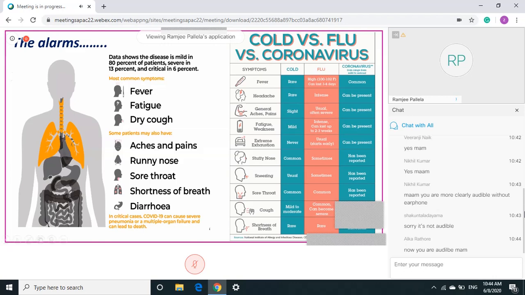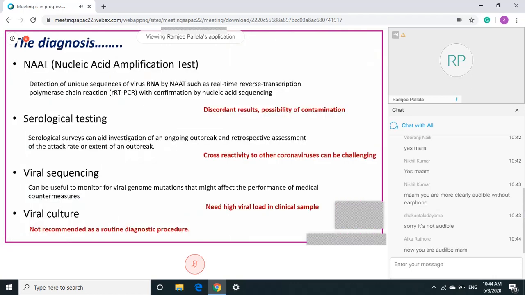Now, coming to the diagnosis of this particular virus, there are many ways in which you can diagnose this virus. Not just this virus, most of the viruses for that matter. The first thing is NAT, the nucleic acid amplification test. This NAT is the most commonly used test all over the world. We detect a unique sequence of the virus RNA by nucleic acid test. Usually we employ a reverse transcription reaction, then synthesize cDNA, and then do a real-time RT-PCR for nucleic acid sequencing.